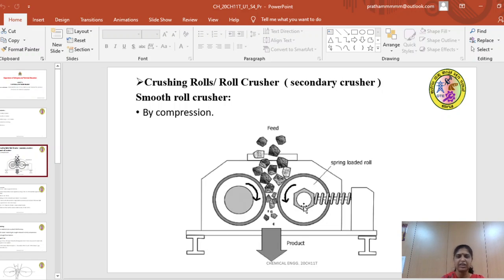crusher. There are two rolls in the crusher. The diameter is 1.2 millimeter. So the speed of the rolls will be about 30 to 300 revolutions per minute.